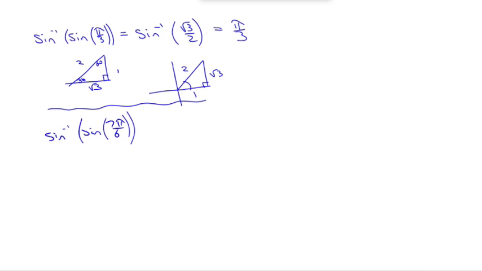Why? Because it can't be in the third quadrant. It cannot be in the third quadrant because sine inverse only works in the first and fourth. So it's negative pi over 6. Is it negative pi over 6 or positive pi over 6? It's negative. Are you sure? Yes. Well, let's find out.